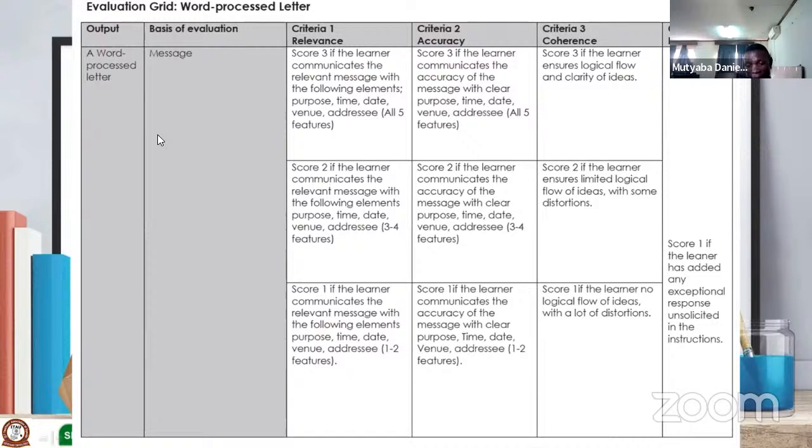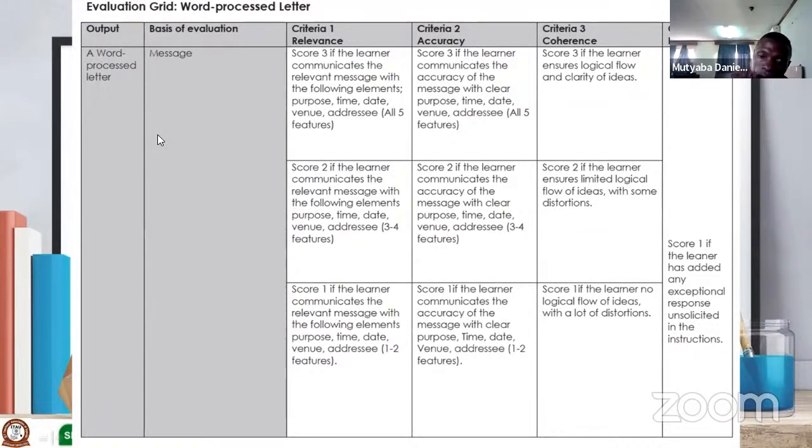Now that was a letter. If your output was audio, then here the output would be audio. If it was a video, it would have been a video, which you tasked learners to create. If it was a drawing, the output would have been a drawing. Now, going back to what we have at hand, the basis of evaluation.